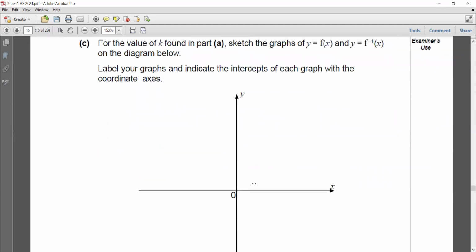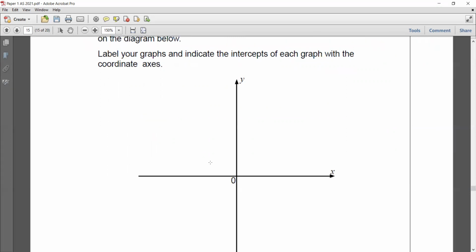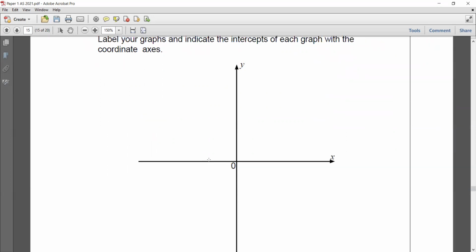Okay, then the last part: for the values of k found in part A, sketch the graphs of y equals f of x and y equals f inverse of x. Label the graphs and indicate the intercepts of each graph with the coordinate axis. Okay, so with the first one, y is equal to the square root of 2x plus 2.